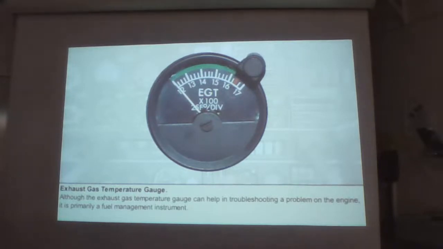When the thermocouple is heated, a voltage is produced, which is proportional to the temperature at the junction. The gauge is a millivoltmeter, which is calibrated in degrees Celsius or Fahrenheit. Although the exhaust gas temperature gauge can help in troubleshooting a problem on the engine, it's primarily a fuel management instrument.